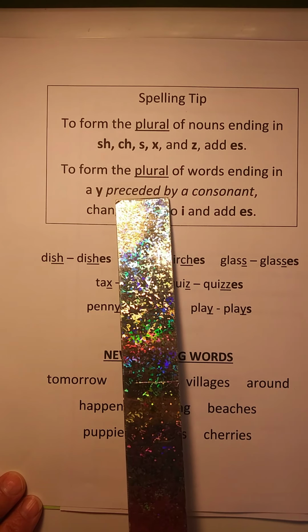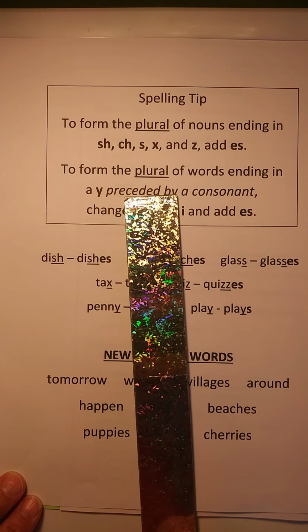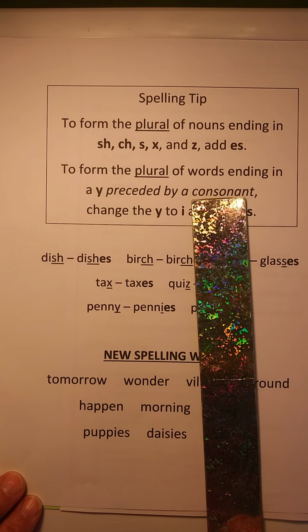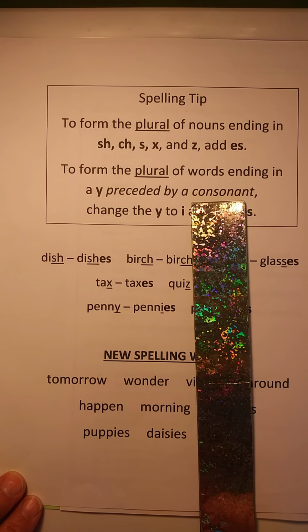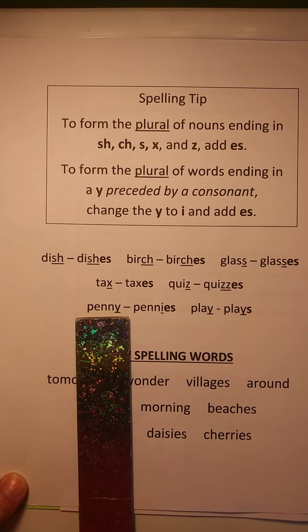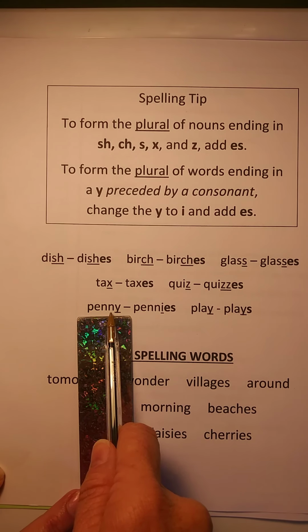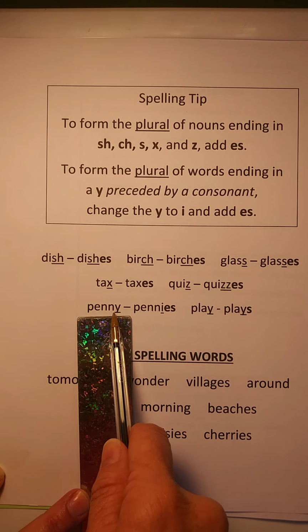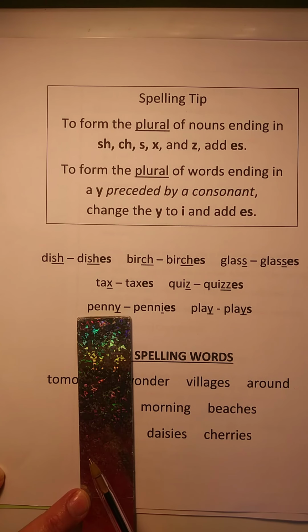Alright, but what if you have a word that ends in a Y that's preceded by a consonant? Remember, a consonant is any letter that is not a vowel. The vowels are A, E, I, O, and U. The rest of the letters are consonants. So if you have a word like penny, it ends in a Y, and it is preceded by a consonant, meaning a consonant comes right before the Y, then you're going to change that Y to an I, and then you're going to add ES.